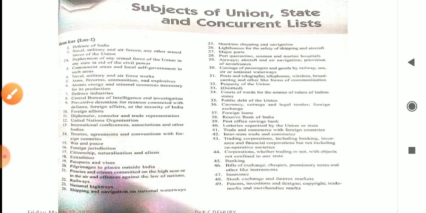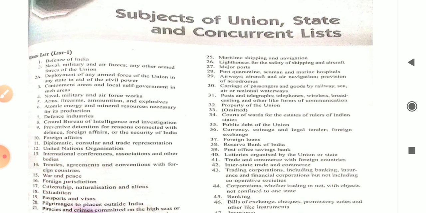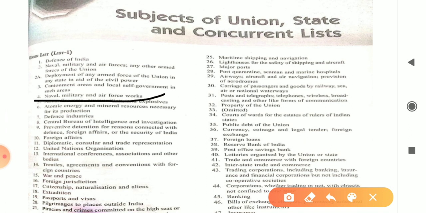So if you see, I have grabbed this photo from the M. Lakshmikant, 4th edition. You mark here: Naval, Military, Air Force works, right? All are under the Union List, like under 4.